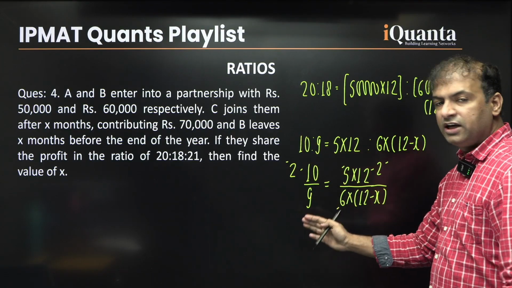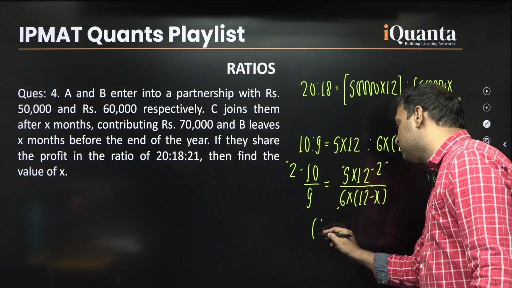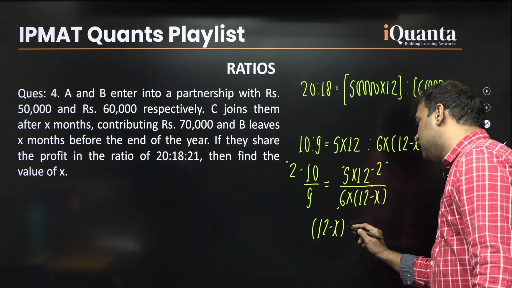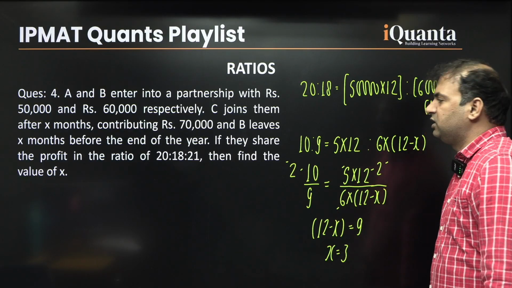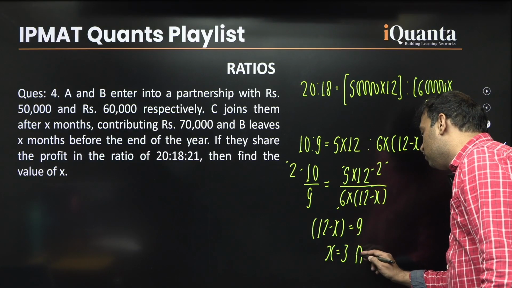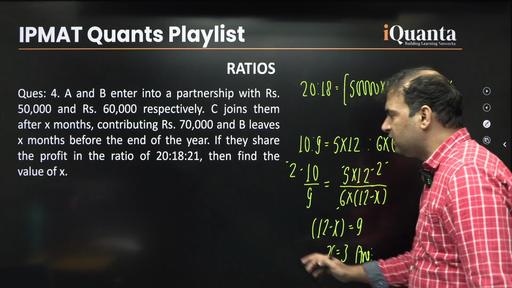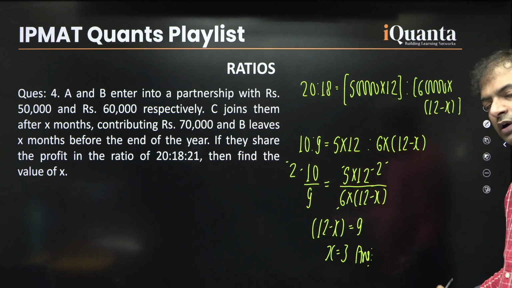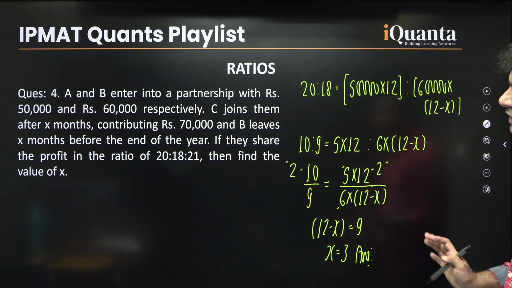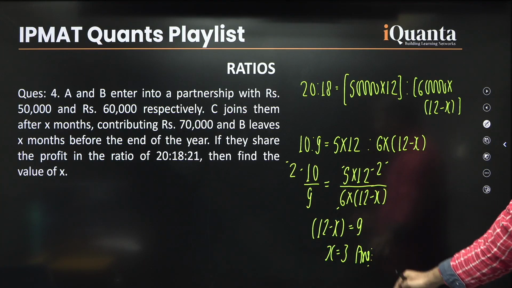12 minus x इधर आएगा, 9 इधर आएगा, यहाँ से x की वैल्यू आ जाएगी. 12 minus x has to be 9 and the value of x should be 12 minus 9 which is 3. That means finally we got the value of x. और guys question में भी यही था कि finally we had to get the value of x which comes to be equal to 3. Alright, so everybody, this is how we solve this wonderful question number 4 as well.